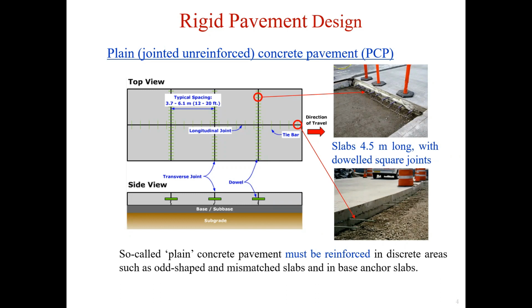Slabs are reinforced if it is anticipated that cracks could occur due to stress concentrations, which can't be avoided by rearrangement of the slab joining pattern. The plain concrete pavement has to be reinforced in discrete areas, such as odd-shaped and mismatched slabs and in base anchor slabs. Also, typical spacing between transverse joints is 3.7 to 6.1 meters, as shown in the figure.